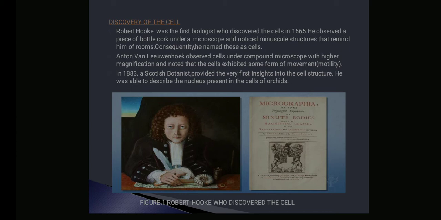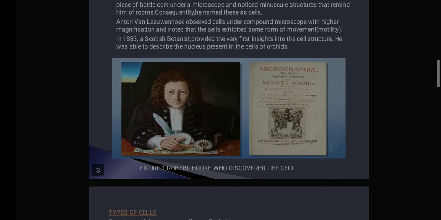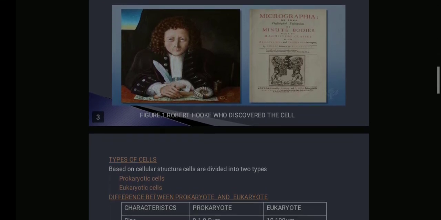Later on, Anton van Leeuwenhoek observed cells under a compound microscope with higher magnification and noted that the cells have a form of movement, that is motility. Later on, in the year 1883, a Scottish botanist provided the very first insights into the cell structure. He was able to describe that the nucleus is present in the cells of orchids. The image shows the picture of Robert Hooke, the first scientist who discovered the cell.